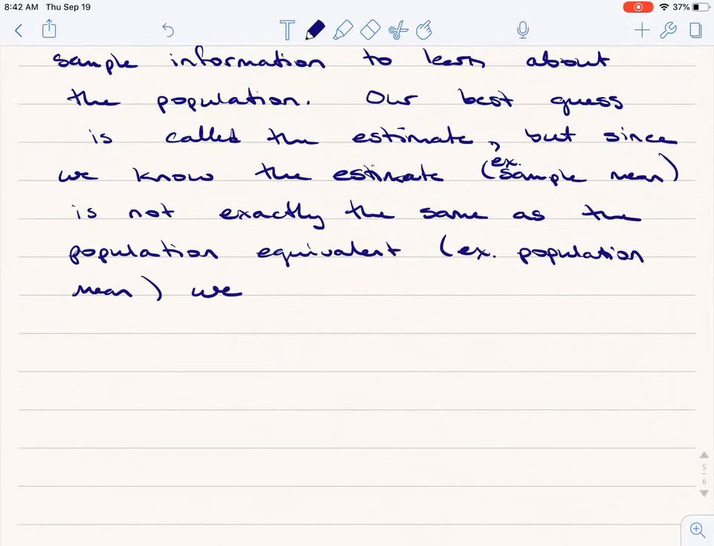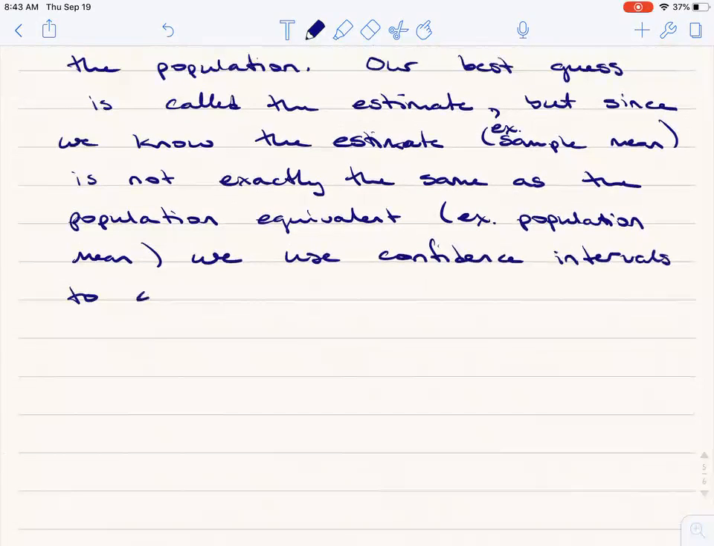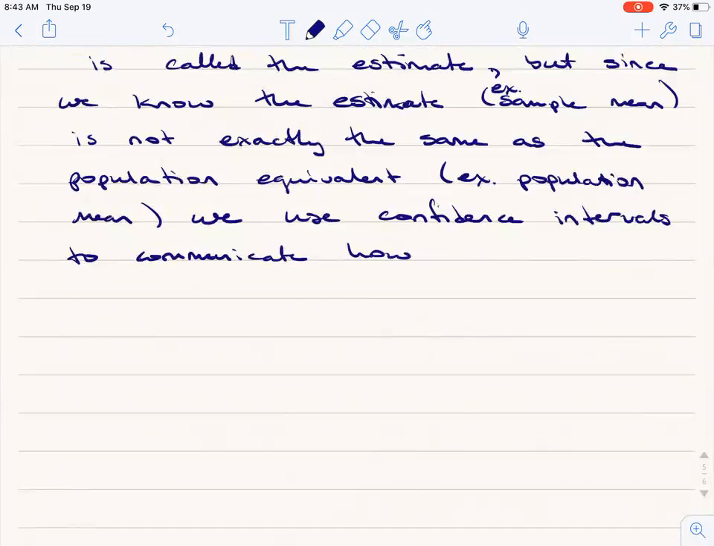we use, in quotes, error bounds, or actually, I'll use the proper term. We use confidence intervals to communicate how confident we are in our estimate.